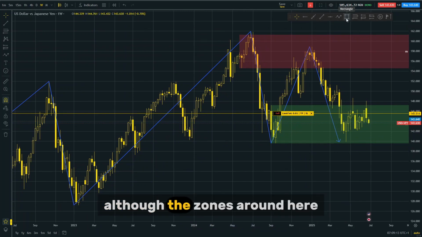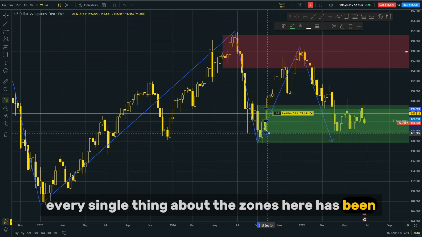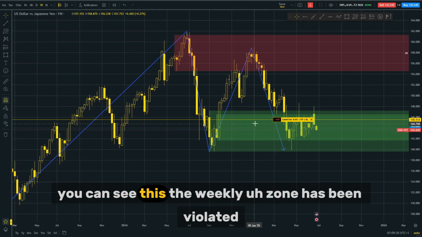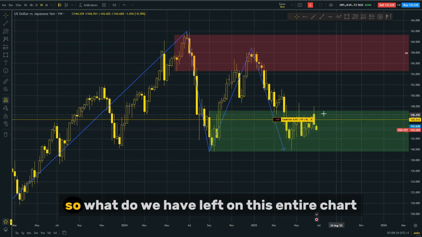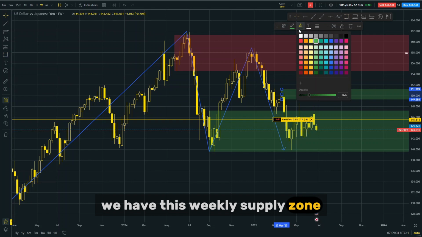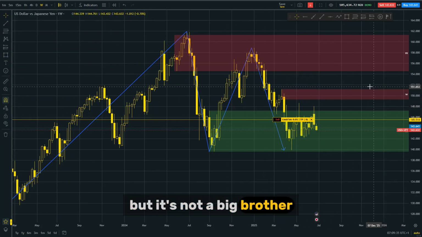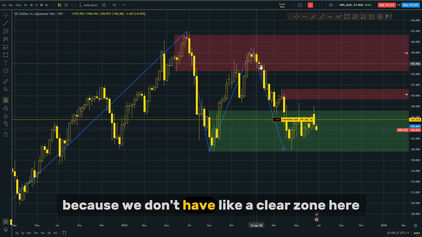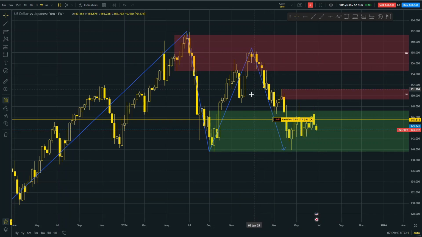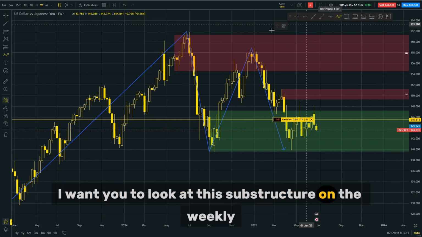Although the zones around here, every single thing about the zones here has been violated. You can see the weekly zone has been violated. So what do we have left on this entire chart? We have this weekly supply zone just sitting right here, but it's not a big brother small brother effect because we don't have a clear zone here. Another thing you need to notice is I want you to look at this substructure on the weekly.